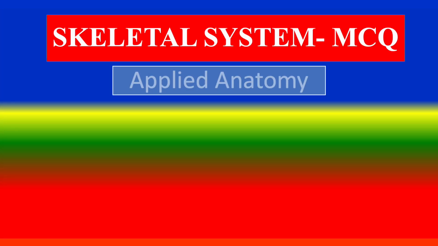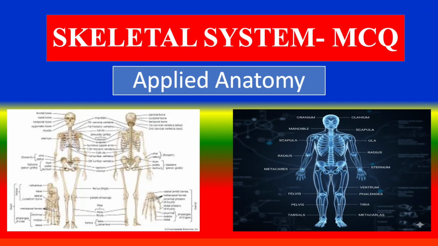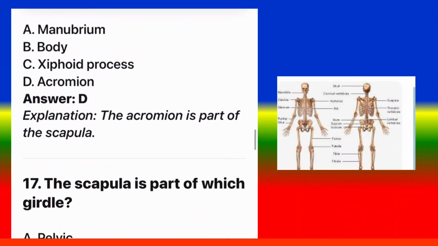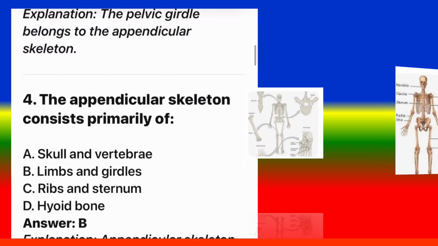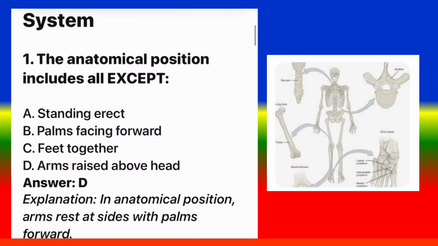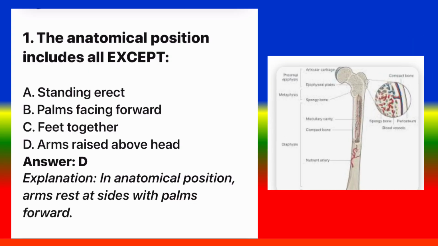Below are 50 MCQs on the musculoskeletal system with answers and one-sentence explanations. Number 50 MCQs, the musculoskeletal system. 1. The anatomical position includes all except: A. Standing erect, B. Palms facing forward, C. Feet together, D. Arms raised above head. Answer D. Explanation: In anatomical position, arms rest at sides with palms forward.